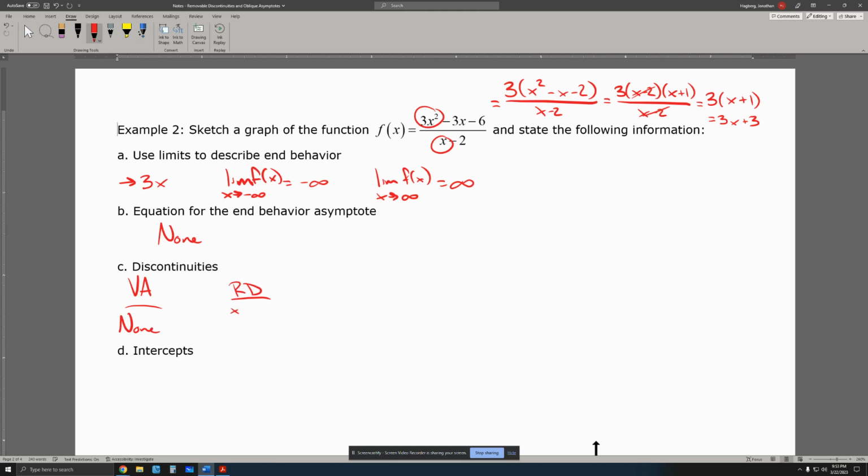Removable discontinuity: we set that factor that we canceled out equal to 0. So x minus 2 equals 0, x equals 2. We then take that x equals 2 and plug it into the reduced equation. So 3 times 2 plus 3 gives us 6 plus 3, or 9. So the coordinates for our removable discontinuity are (2, 9).